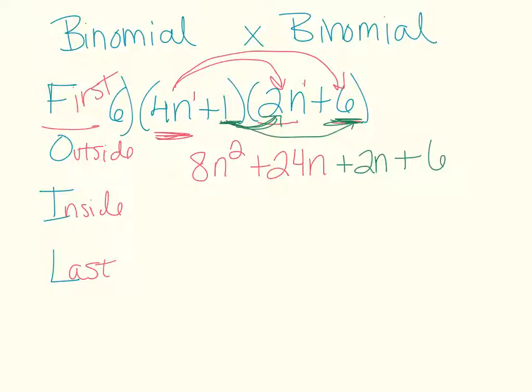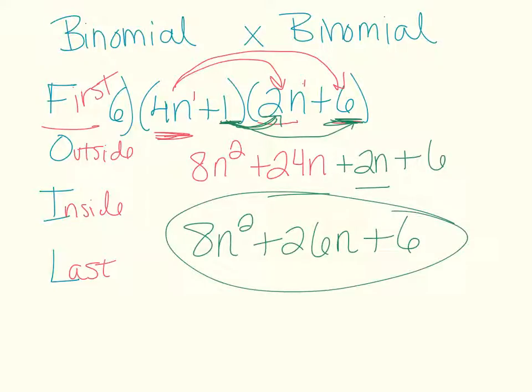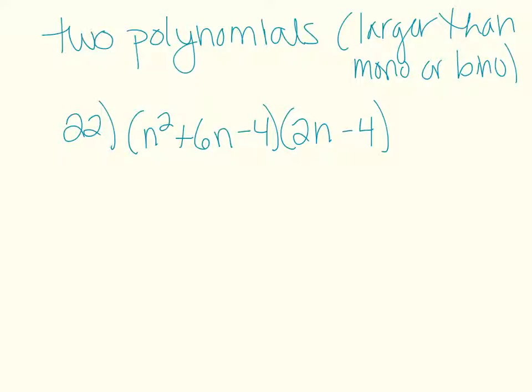So once you've distributed or FOILed, then you just have to combine like terms, which would be the 24n and the 2n. So we end up with 8n squared plus 26n plus 6. And lastly, what if we have something that's a little bit bigger? So here we have a trinomial times a binomial.